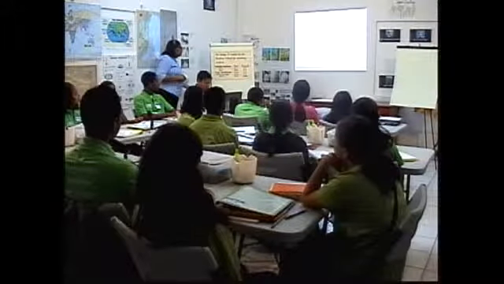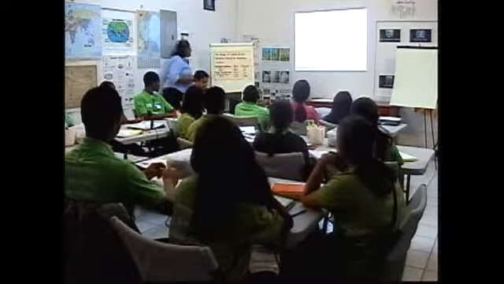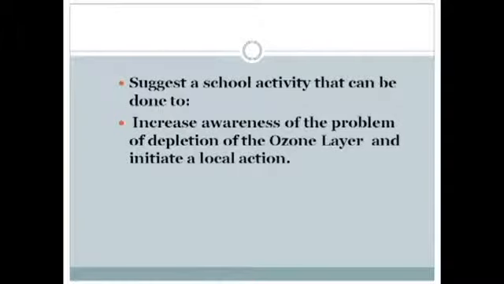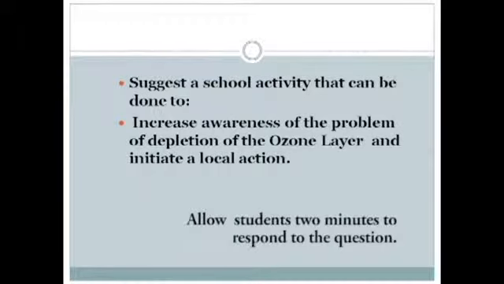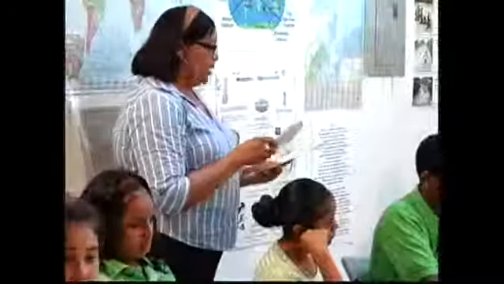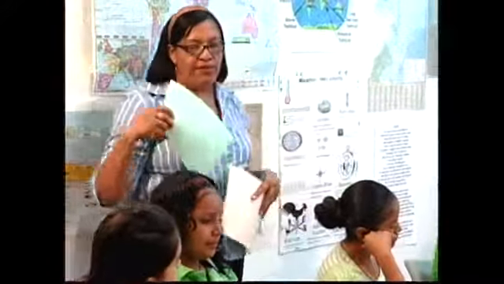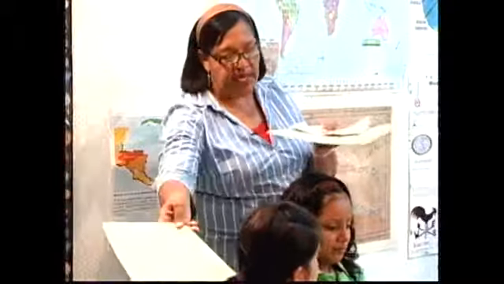Okay? All right. One more for you. This time your activity will be to increase awareness of the problem of depletion of the ozone layer and initiate a local action. You're going to work in pairs, and I would like you to very boldly use this card to make one suggestion that you're going to send to your school. One suggestion for your school that will help to increase the awareness. One for two persons, kind of share it around.